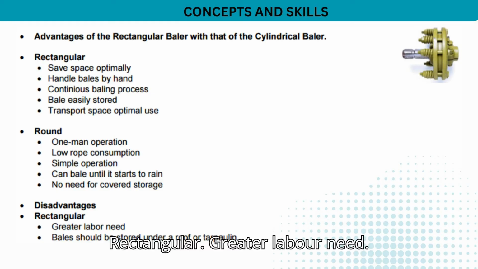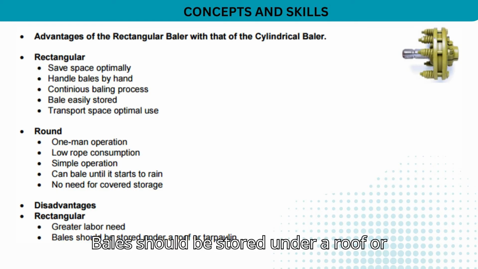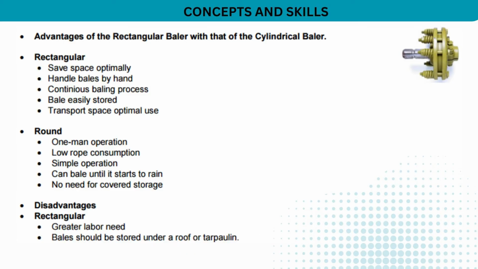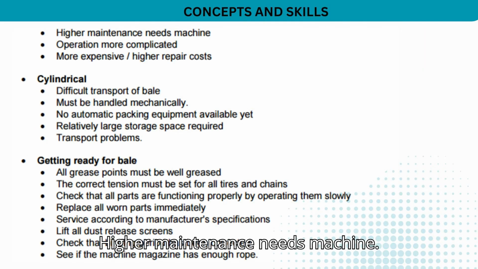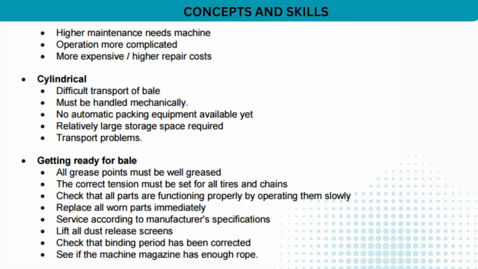Disadvantages. Rectangular: greater labor need. Bales should be stored under a roof or tarpaulin. Higher maintenance needs, machine operation more complicated, more expensive and higher repair costs.